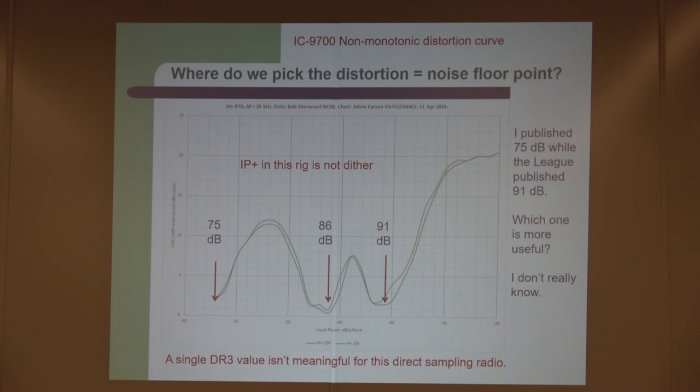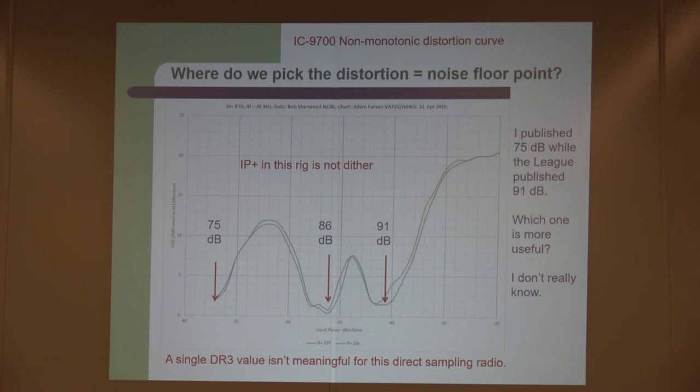By definition, when that distortion product equals the noise floor, that difference is the dynamic range. Well, when I measure, this happened to be my radio, and everybody's is slightly different because everybody's chip is slightly different. And since it doesn't have dither, the variation is more significant. So I published 75 dB, because that's, by definition, the worst-case scenario. The league published 91, and I got 91, too, at the other point.